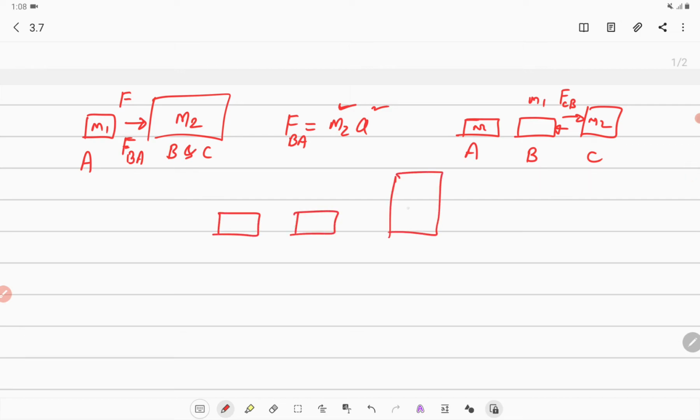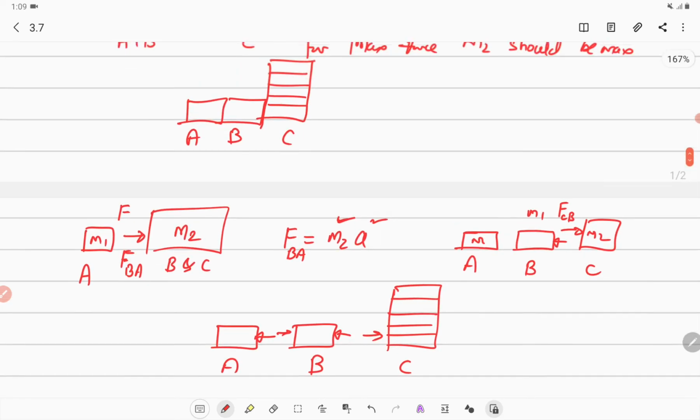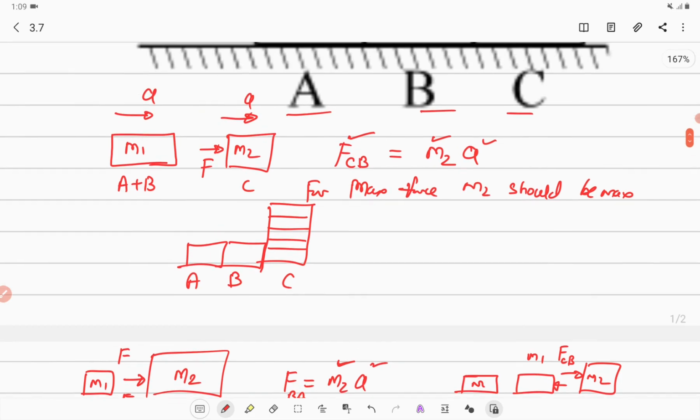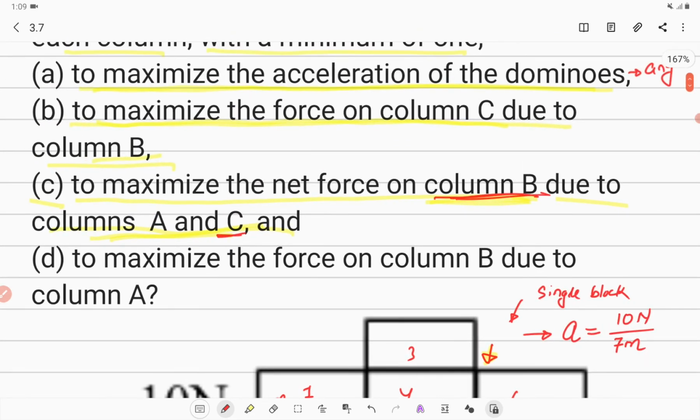All the 5 blocks should be kept in the column C and one block should be kept in column A and B. So this is how the force between B and C is going to be maximum, and similarly the force between A and B is going to be maximum. This arrangement is the same as the arrangement obtained in option B. So option B and option C have the same answer, the same arrangement of the blocks.